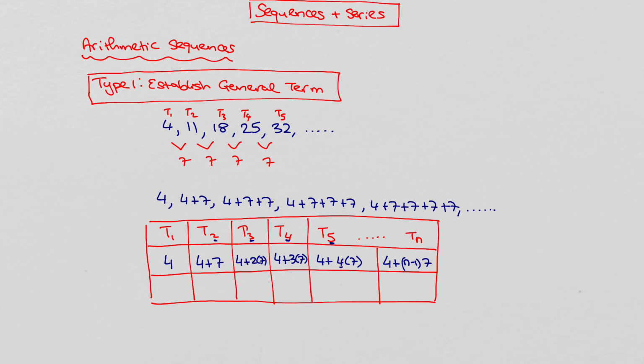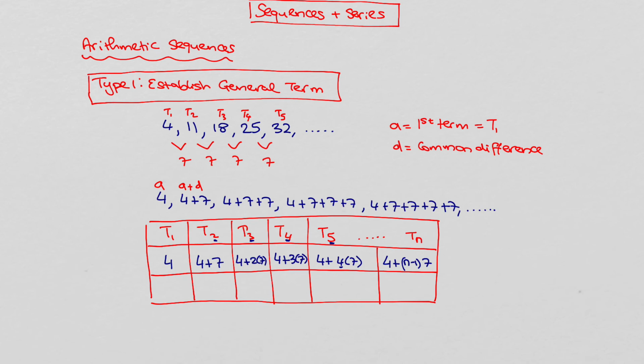In general, what we say is that the first term is actually referred to as the letter A, and the plus 7 is referred to as the difference between the terms. So in other words, we say that A is the first term, which is also referred to as T1, and D is the common difference between each of the terms. And that's what an arithmetic sequence is. It's where we have a common difference between every single term. So a fixed number added to the previous term will get you to the next term.